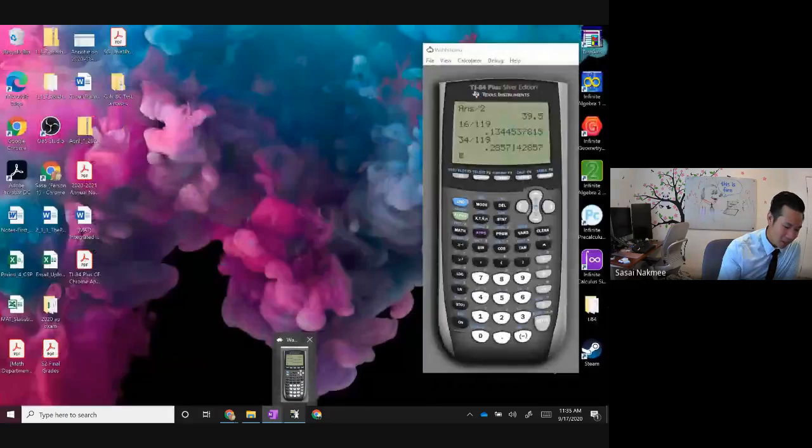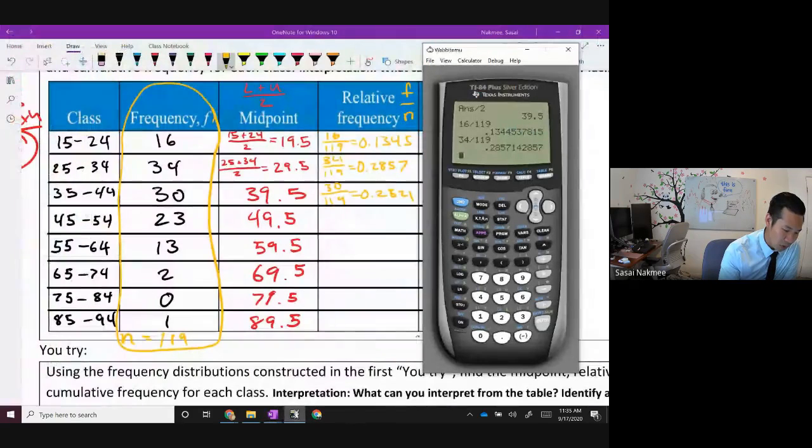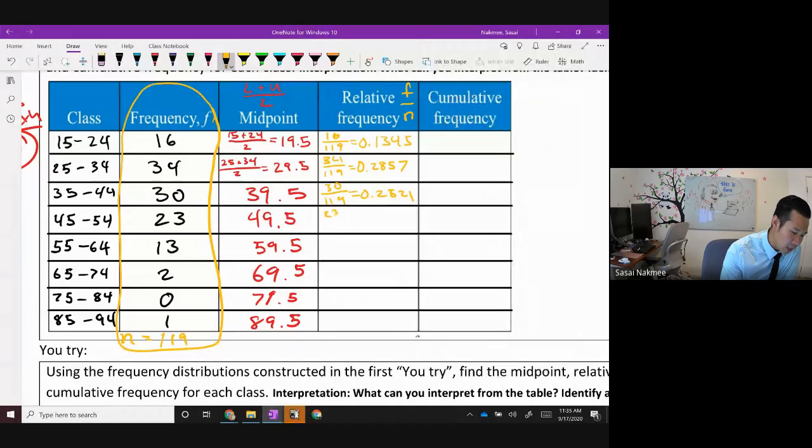And that's all you're gonna do for the rest of these, right? You go through and you just type it into the calculator, or you leave it as a fraction, however you want. So this one would be 23 over 119. This one would be 13 over 119. This would be 2 over 119. This would be 0 over 119. And this would be 1 over 119. Right? So can you guys go ahead and start filling those out? You can use your calculator.